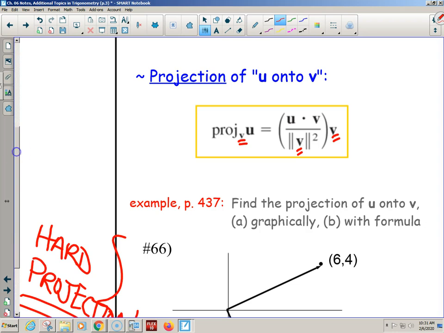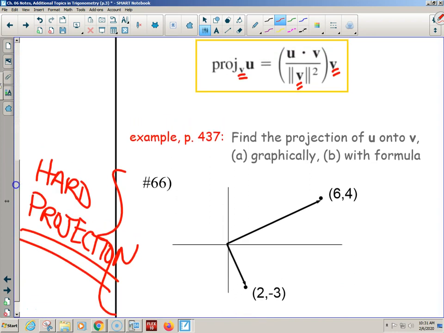So how do I apply it to this guy? I just plug and chug. But wait a minute, we don't even have components. How do you make components if you know the initial point and the terminal point? That's tricky. You guys don't know who's who. This is your U, I apologize, and this is your V. What are components for you using starting at 0, 0 and going to 6, 4? 6, 4, yeah, it's as easy as that. If it starts at the origin, it's easy. How about vector V? 2, negative 3.